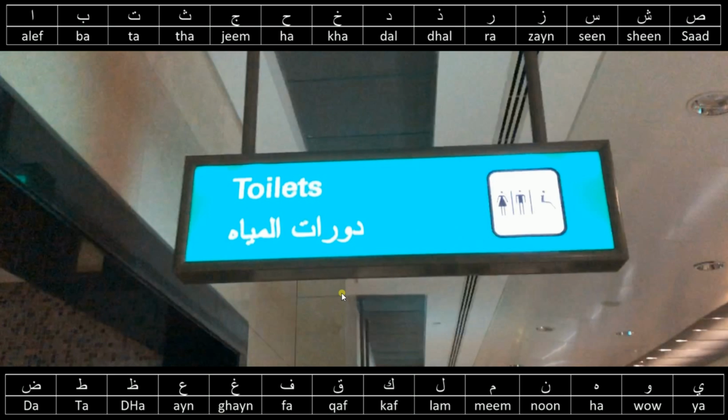Dawrat means course or cycle. Dawra being course and dawrat being the plural, so courses. And then el-miyah means water. So it's kind of like water cycle or something like that. But of course, in context, it's just toilets. So keep a lookout for this when you're walking through the airport.